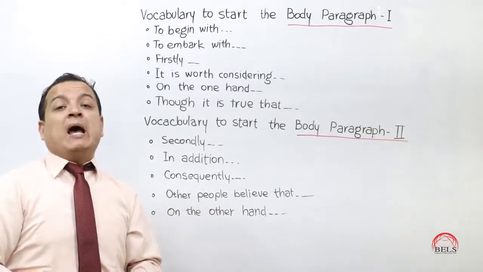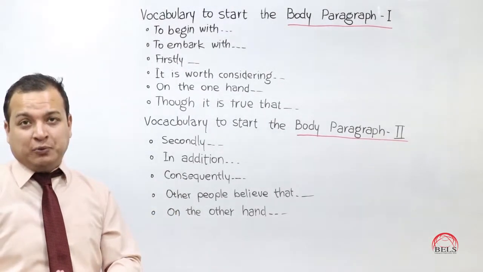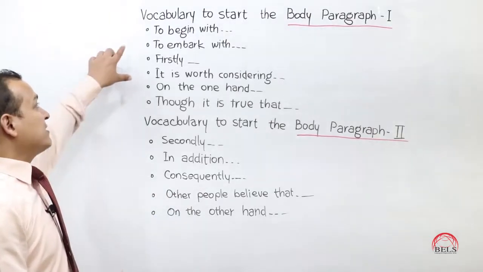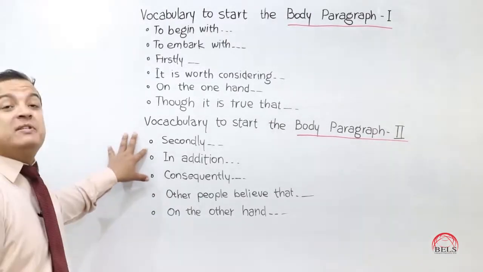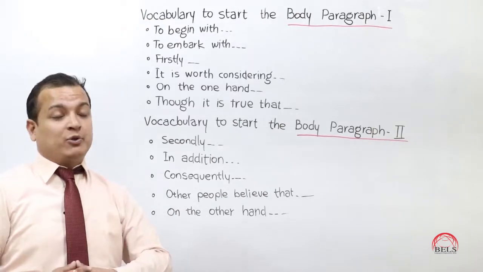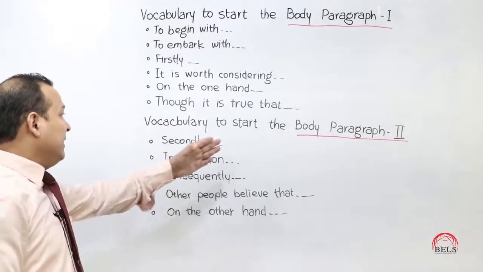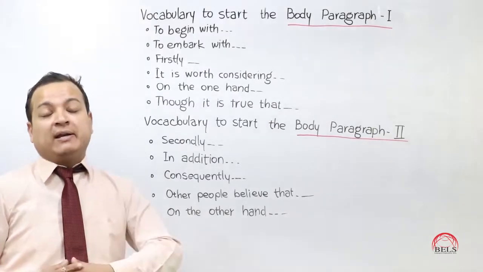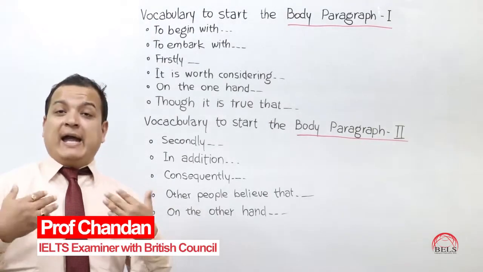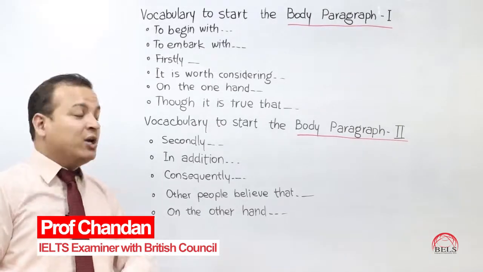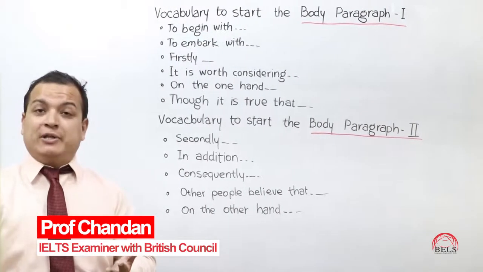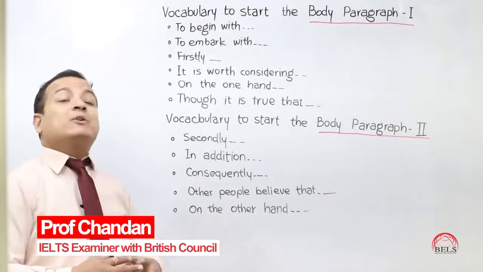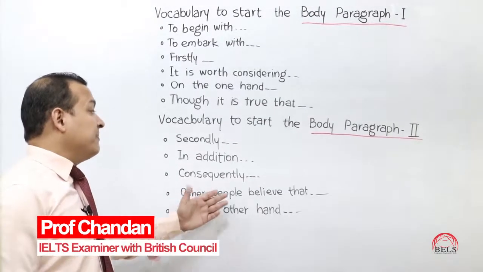Now let's discuss how to start body paragraph 2. In body paragraph 2, if you have started with firstly, of course you'll be starting with secondly, so it will be more convenient for you. Secondly, you can say in addition to that, because there can be a possibility where you have to add some ideas, so you can simply use in addition to that. You can also use consequently. Then you can say other people believe that.